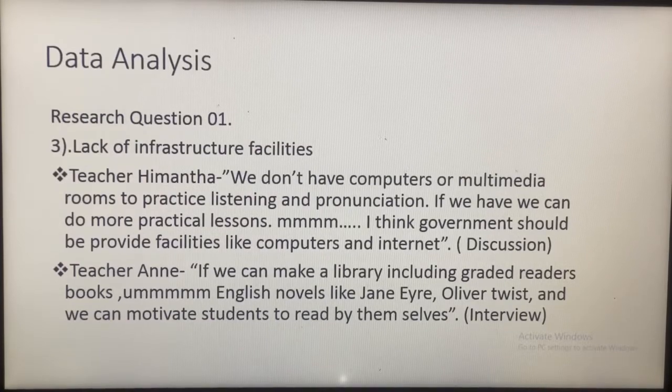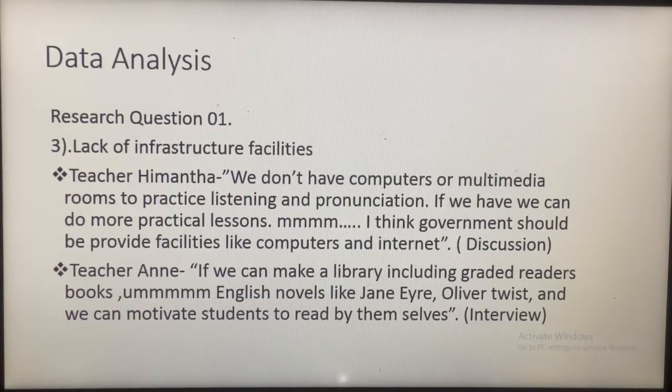And another thing is lack of infrastructure facilities. In our discussion part, teacher Himanta mentioned we don't have computers or multimedia rooms to practice listening and pronunciation. If we had them, we could do more practical lessons. I think the government should provide facilities like computers and internet.